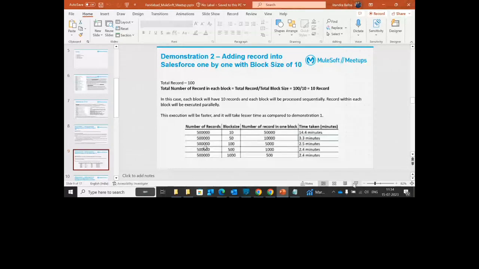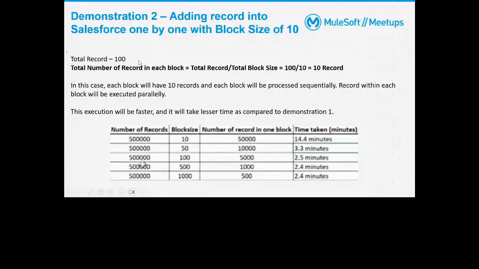See, this is the second use case. What will happen? We have a total of 100 records, the block size is 10, and 10 records. So each block will have 10 records, and each block will process sequentially, but the records within each block will execute in parallel. So all these 10 records will process in parallel. It will be faster than the block size of 100, because we are not achieving any level of parallelism there, with each block containing one record, right? Let me show if it got processed.